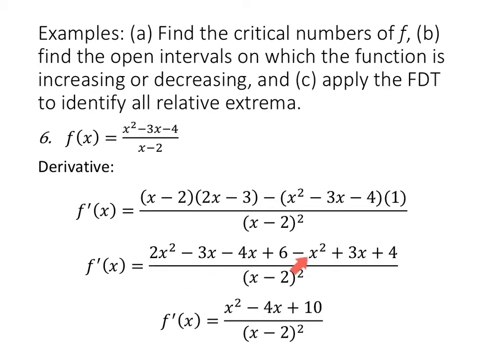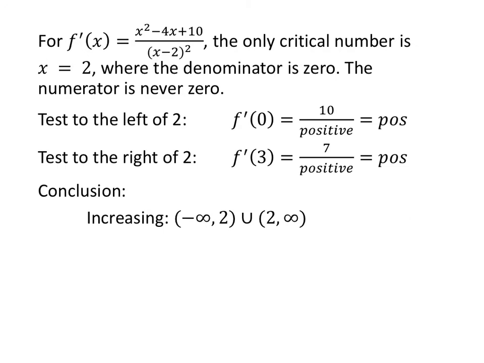When I combine my x squareds, I'll get 1x squared. I'll have negative 4x and 10 in my numerator over x minus 2 all squared. Yeah, sometimes finding the derivative takes up a whole page unto itself. Now, it just so happens that this numerator is never 0.